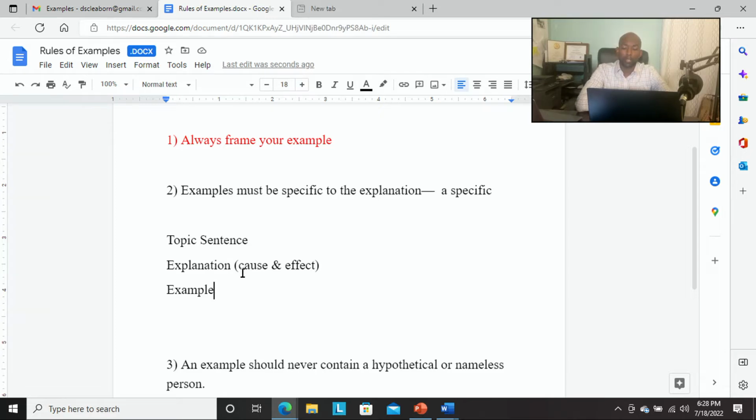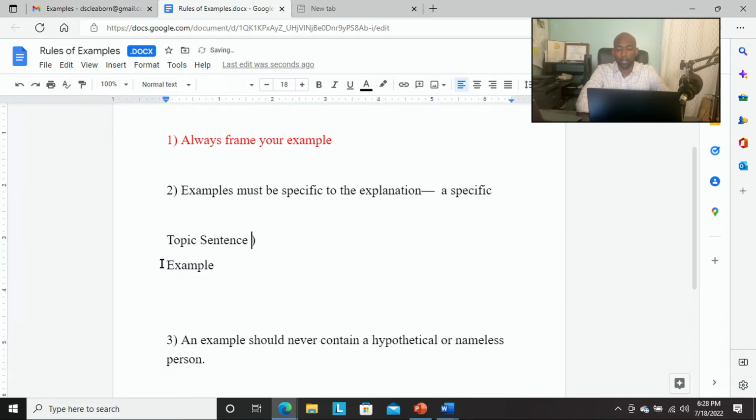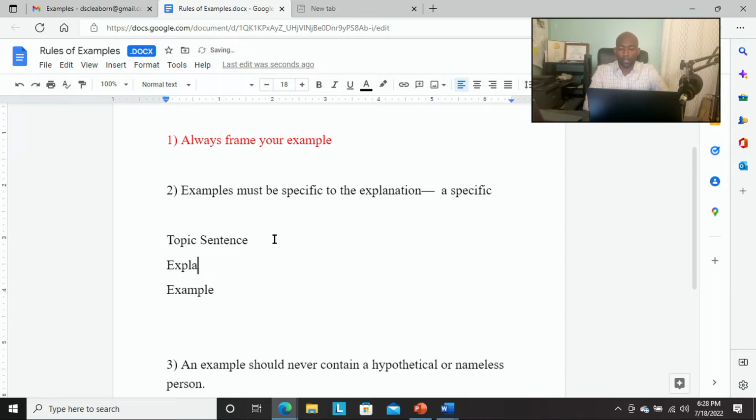What many students have done is they've just replaced the explanation and put the example as the means by which they explain. Instead of doing that, let the example be something that shows or illustrates what you're saying in the explanation. When I say specific to an explanation, what is an example? An example just means a specific. That's what an example is. An example of anything is a specific of it.